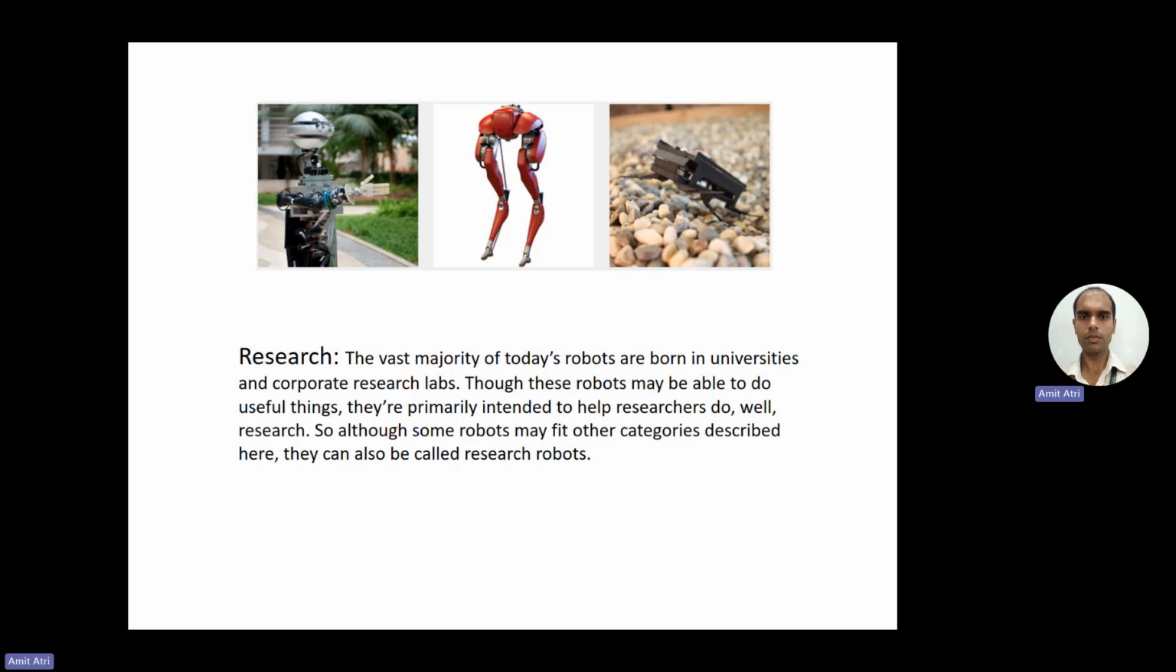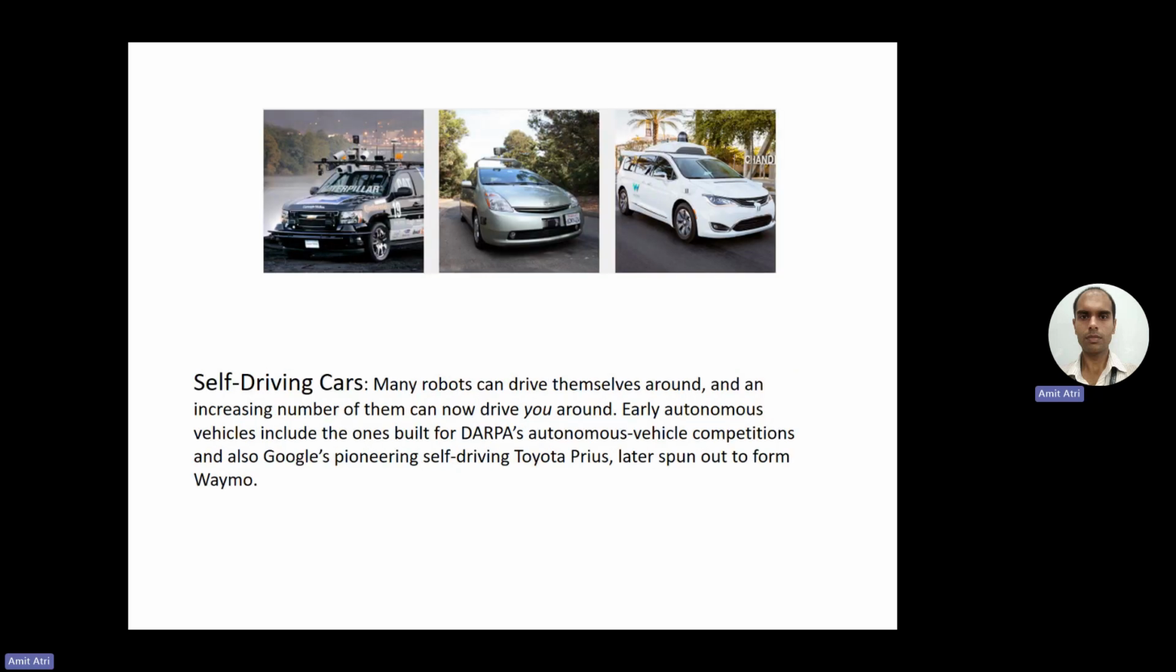Okay, next is the self-driving car. Self-driving cars are intelligent and autonomous. So they don't need human intervention or human controlling. They can find their own way in case any obstruction comes in their path. One common example is the Toyota Prius. It later spun out to form Waymo.